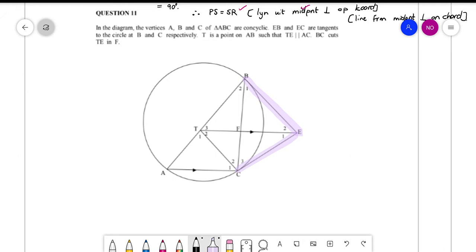And then they say T is a point on AB such that those two lines are parallel. So I'm just going to indicate the parallel lines clearly so that we know for those you are allowed to use alternating angles, co-interior angles, all of those. Okay. Goed, en dan sê hulle vir jou BC sny TE by F.